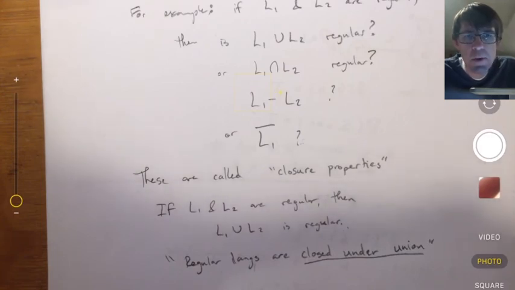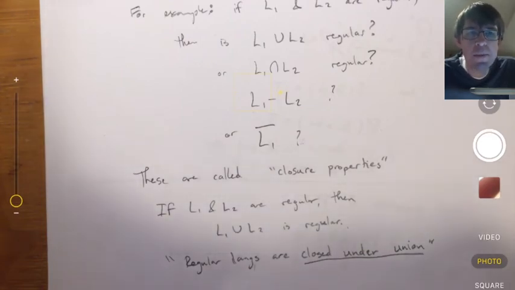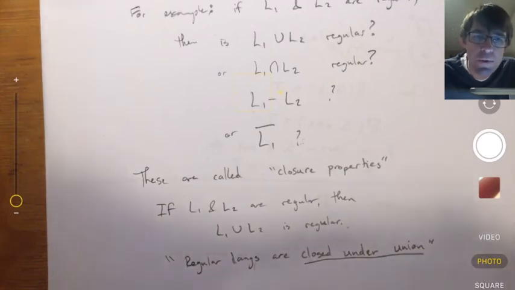In linear algebra you talk about something being closed under addition, closed under scalar multiplication, that kind of thing. Closed under always means if you combine two things of this type, then the result is also of the same type. Regular languages are closed under union. It means if you have two regulars and you union them, the answer is still regular, all right?